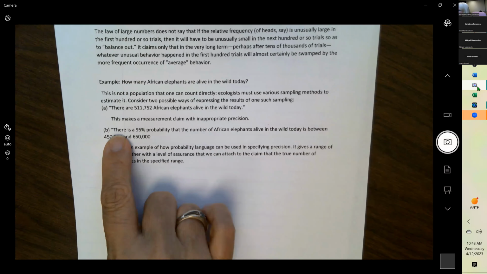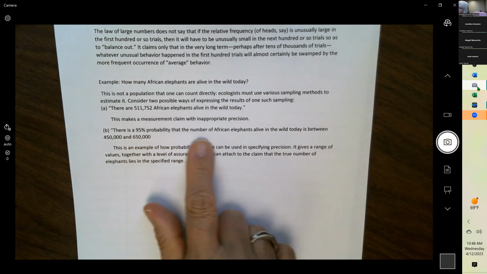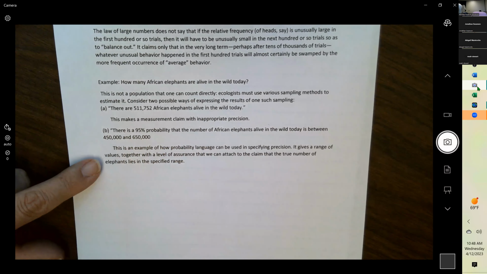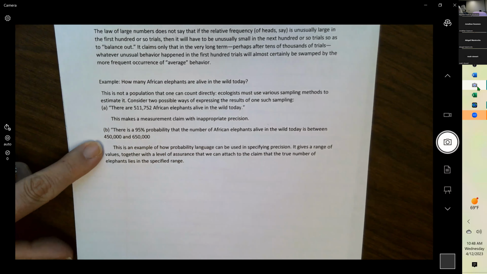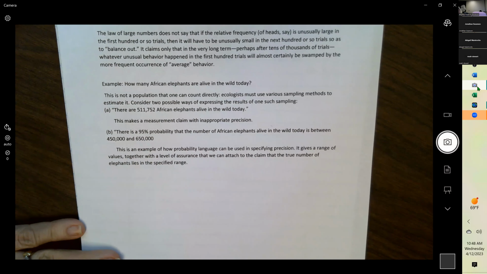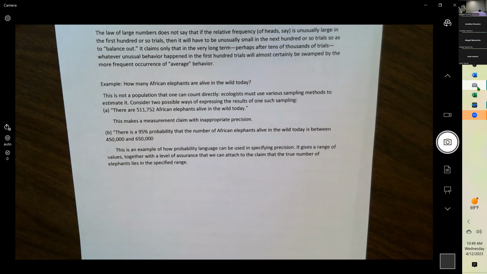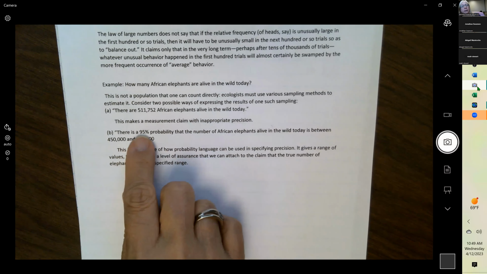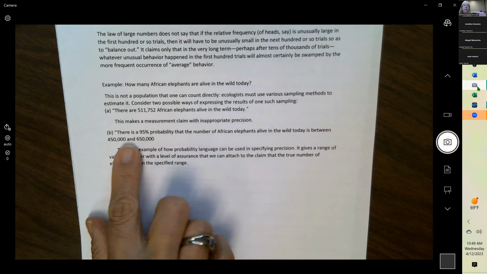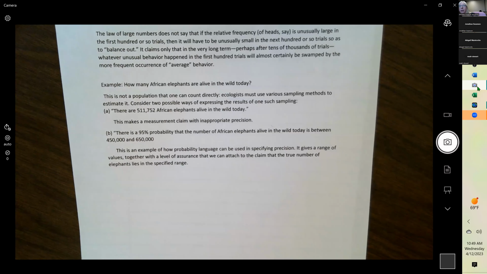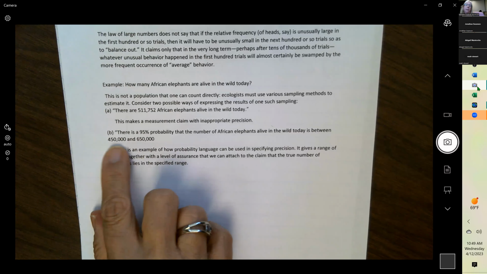The next one says there's a 95% probability that the number of African elephants alive in the wild today is between 450,000 and 650,000. That's more appropriate, because by viewing how many are in each area, we can come up with an estimate, and then maybe you do a few of them so that you know with 95% confidence that it's between those two values. Remember when we did the standard deviation and we took plus or minus that amount? That's what they're doing here.